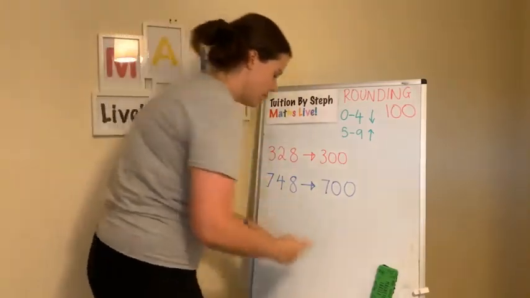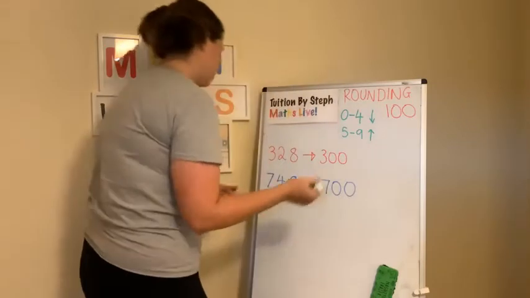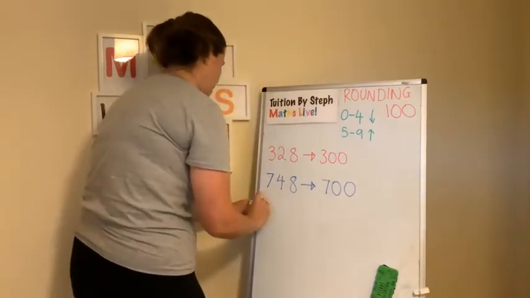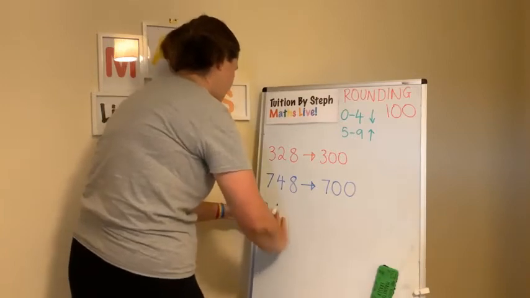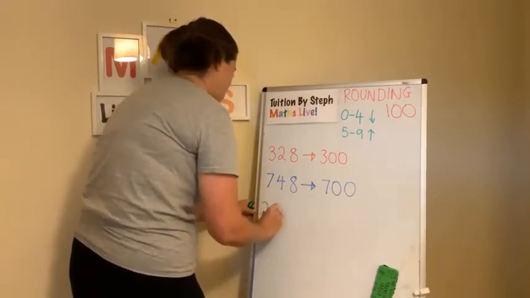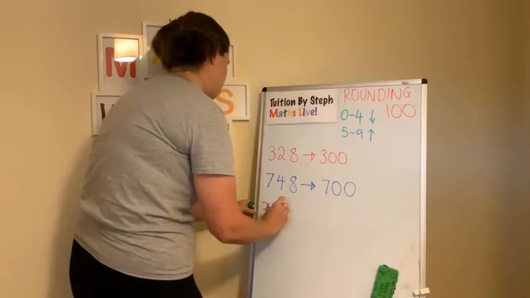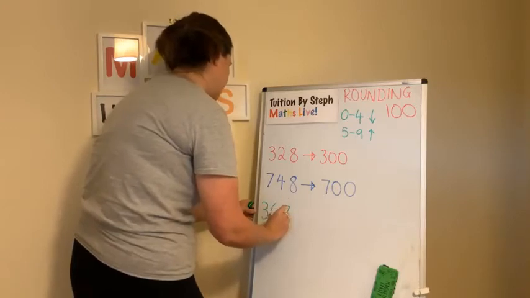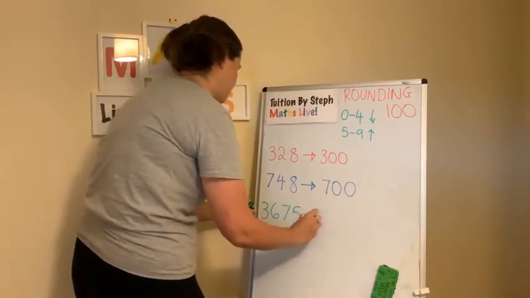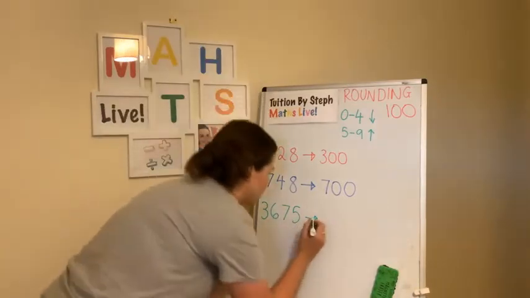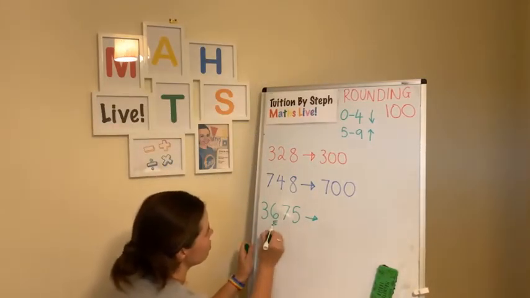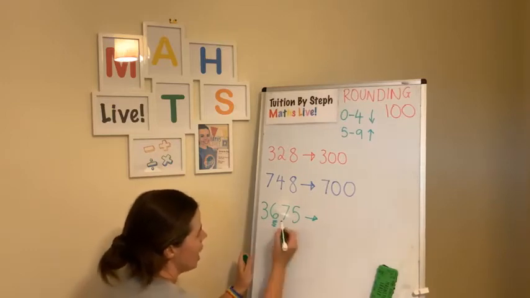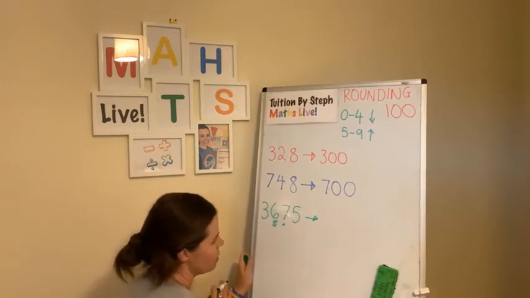Okay. And for the last one, let's say 3,000. Oh, I've done 400 quite a lot, haven't I? 3,675. Now, just like before, we're rounding to the nearest 100. Here is our 100. Okay? And it's the digit to the right that's telling us what to do.